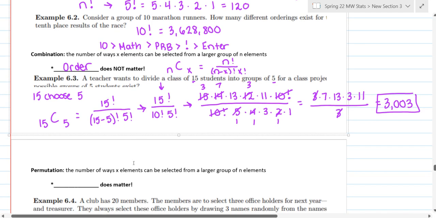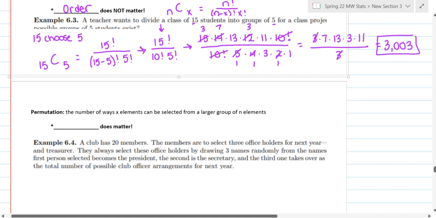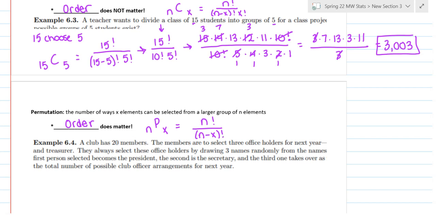And then that nPr, that's the next one, permutation. So in permutation, order will matter. Okay, so we have order does matter. It's going to be nPx. So n pick x. And then the formula for this, very similar, it's going to be n factorial over n minus x factorial, but that's it. It doesn't have that extra factorial. Okay, so for example, and this is when order does matter.